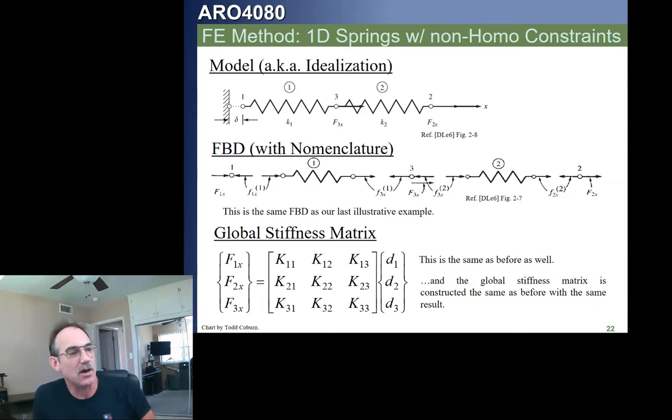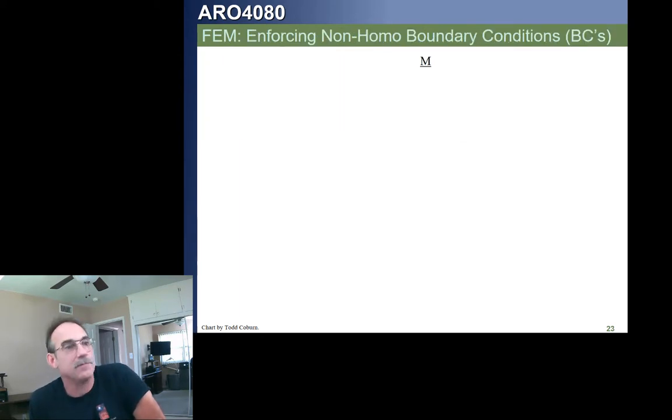Once we've done that, we're going to say, okay, the external force at 1 in the x, external force at 2 in the x, external force at 3 in the x is going to be equal to that global stiffness matrix times the global displacement at 1, 2, and 3. Okay? This is all the same as before. All right, let's go into the stuff that's different.